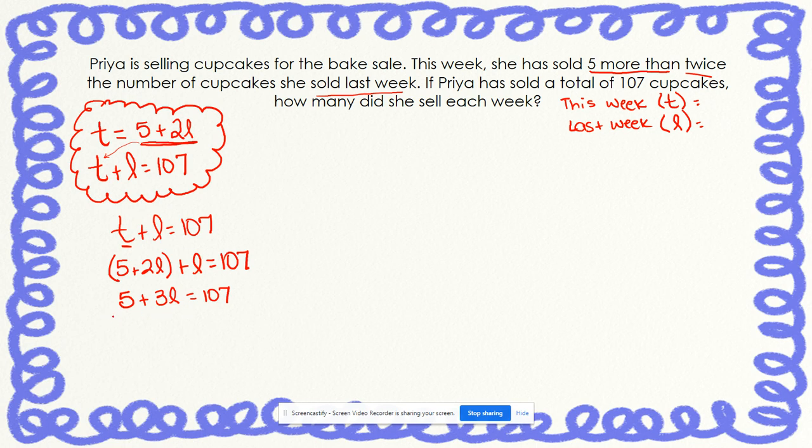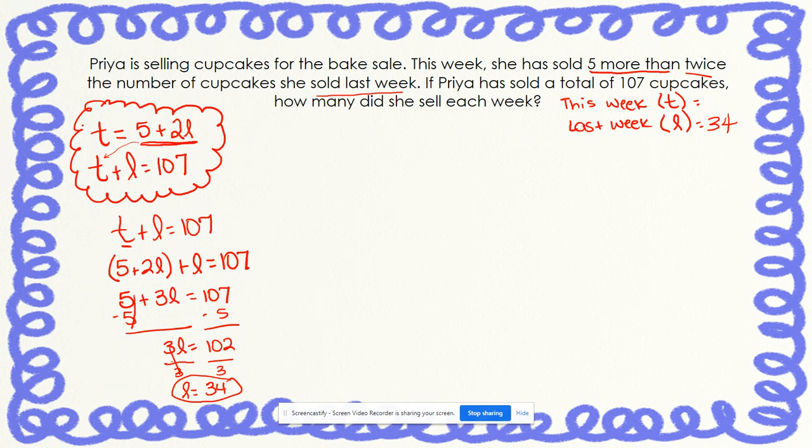Now to get L by itself, I'm going to subtract 5 from both sides. These are going to cancel and leave me with 3L equals, and on this side I have 107 minus 5, which gives me 102. Now to get L by itself, I'm going to divide by 3 on both sides. These cancel and leave me with L equals, and 102 divided by 3 is 34. So that means that last week, Priya sold 34 cupcakes.